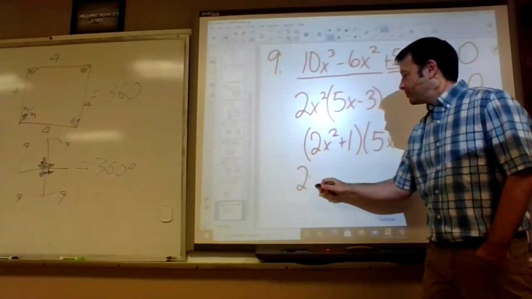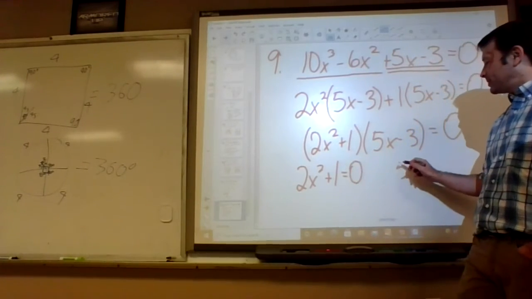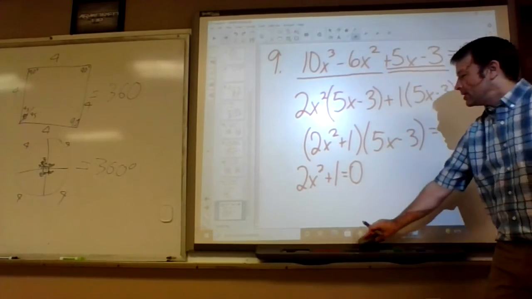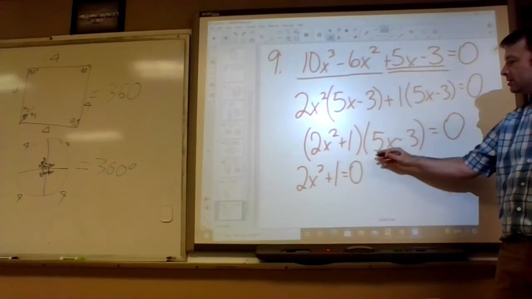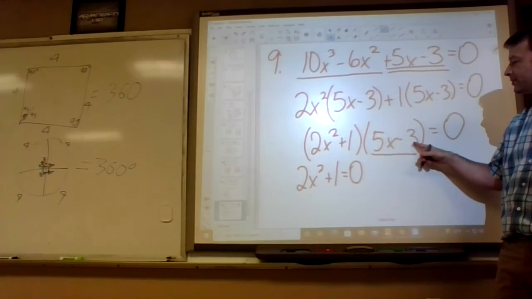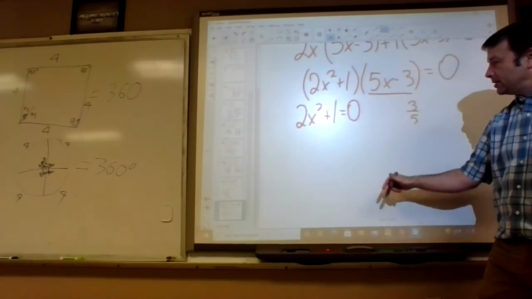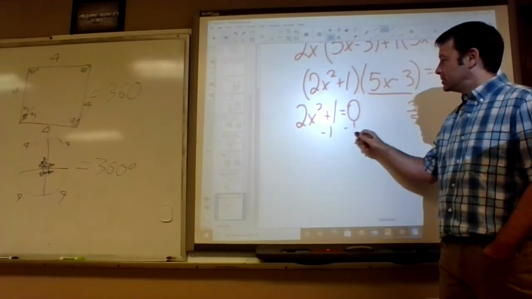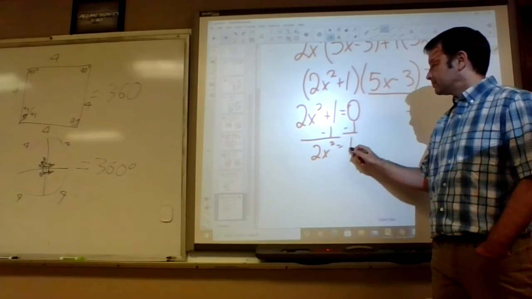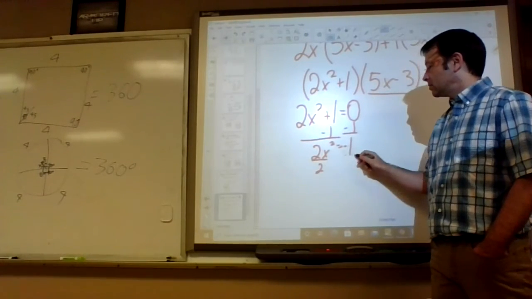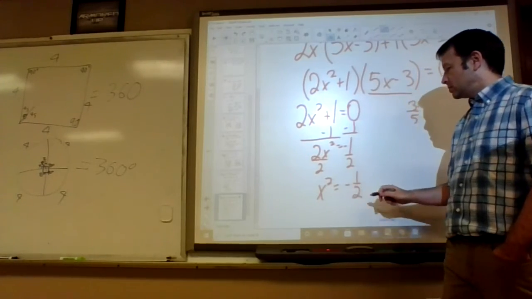Okay, so we're not quite done yet. Remember, we're trying to get 2x squared plus 1 to equal 0, or 5x minus 3 to equal 0. I'm not going to write that one down. What's this one going to be? We have to add or subtract. Positive 3 over 5. And then minus 1. Subtract 1, so it's 2x squared equals negative 1. Then you divide by 2, so it's x squared equals negative 1 over 2. Then you have to square root it.